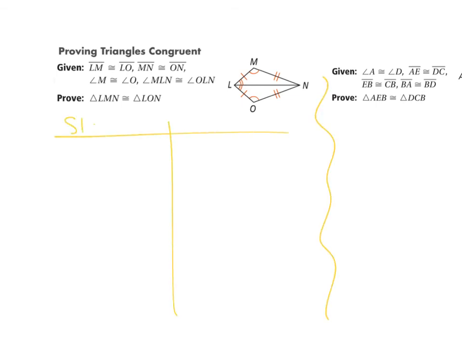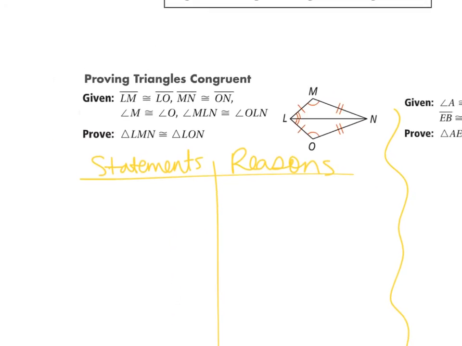We have our statements and our reasons. So there's a lot that they do in the given, okay? And thankfully they marked it for us too. How nice of them. So let's write all that given stuff. LM is congruent to LO. MN is congruent to ON. Angle M is congruent to angle O. Angle MLN is congruent to angle OLN. The reason is all of that is given to us.